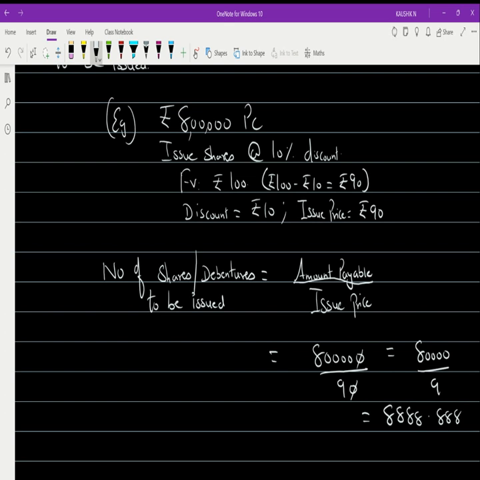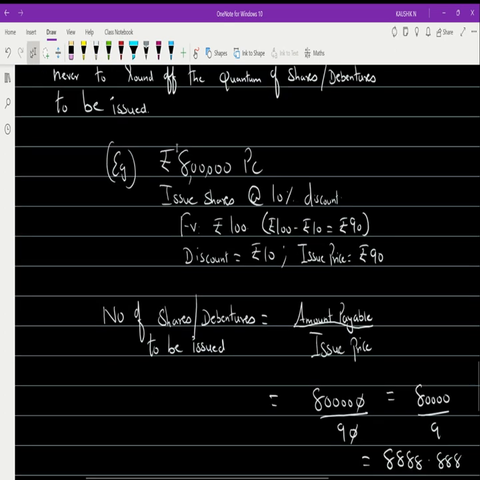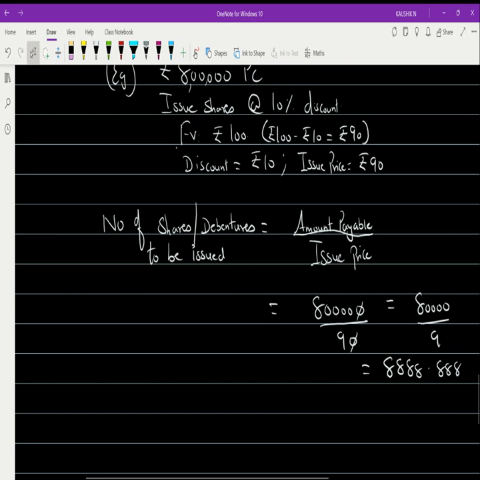Okay. If that being the case, then what you should do is you have to take only this portion. That is, you will take only 8,888 shares or debentures according to that problem. Okay. You will take only 8,888 shares or debentures.